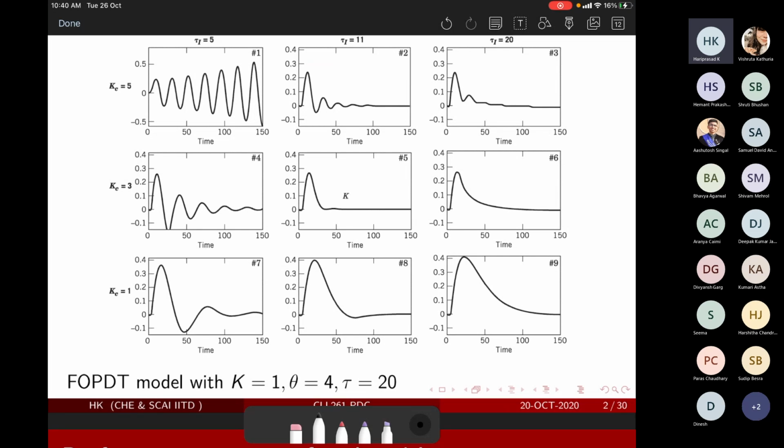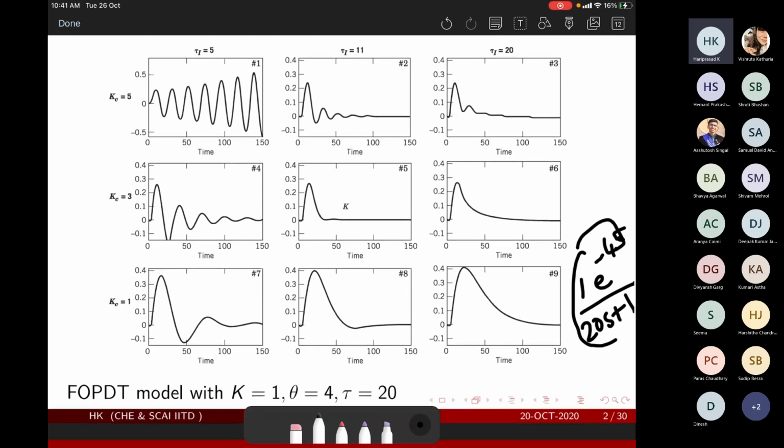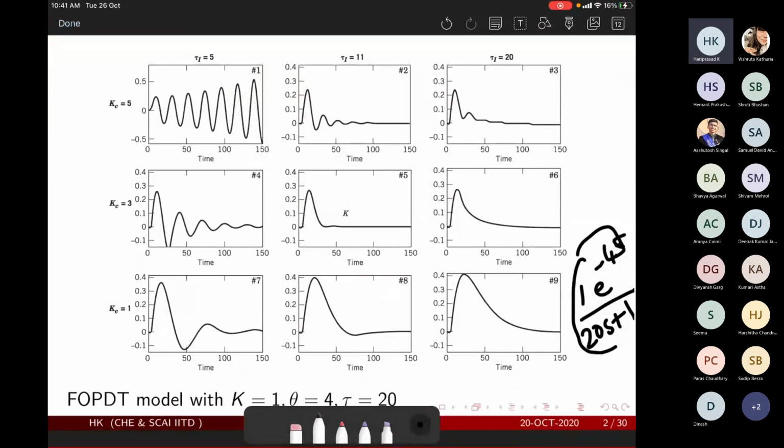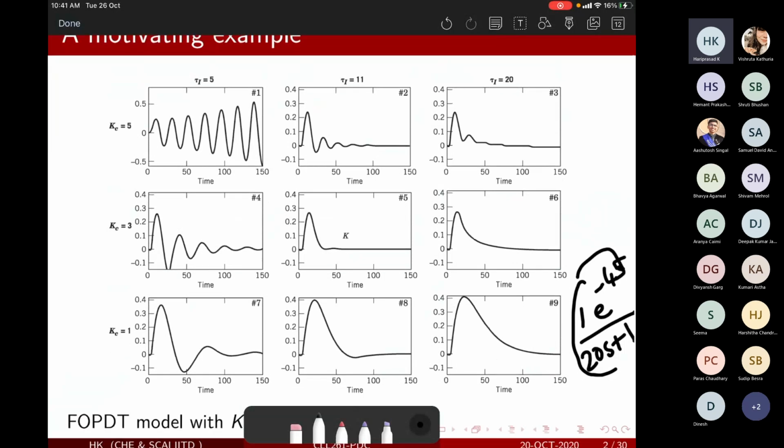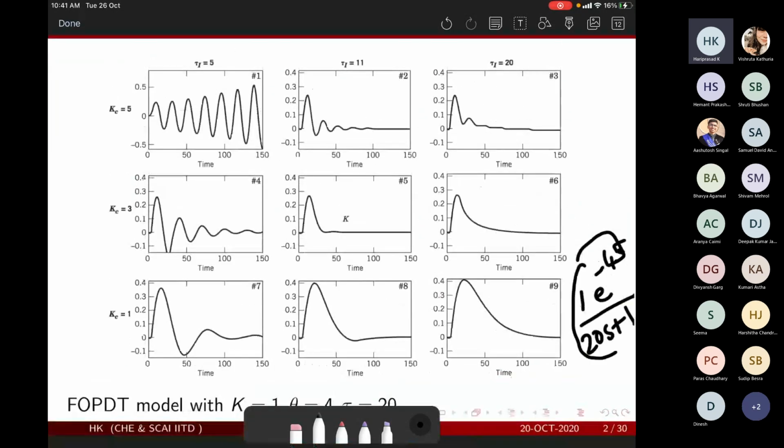So this is the model. Consider a first order plus time delay model having K equal to 1, theta, which is your time delay, equal to 4 and tau equal to 20, so 1 over 20s plus 1. So this is your model. And you put a PID controller to it. I think it is a PI controller to it. And you see the various responses with respect to these characteristics, Kc and tau I.